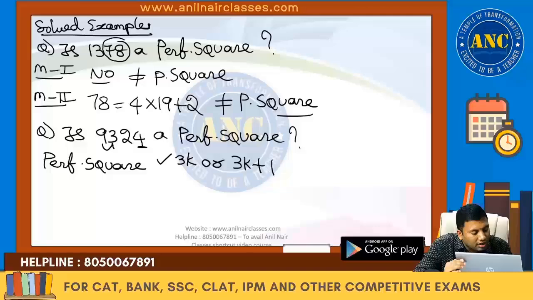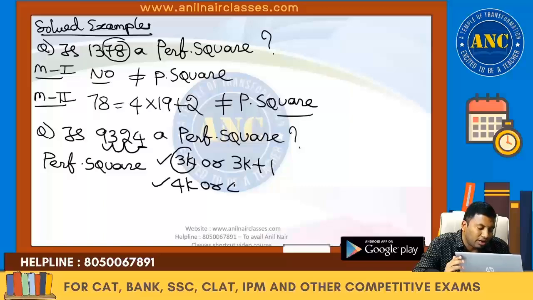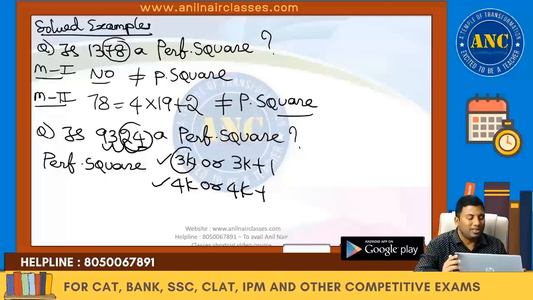9 plus 3, 12. 12 plus 2, 14. 14 plus 4, 18. 18 is nothing but 3 into 6. So it is of the form 3k. Here, a perfect square will be of the form 4k or 4k plus 1. 24 is 4 into 6.